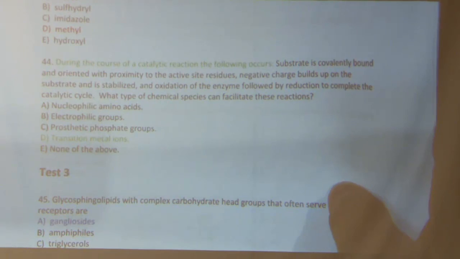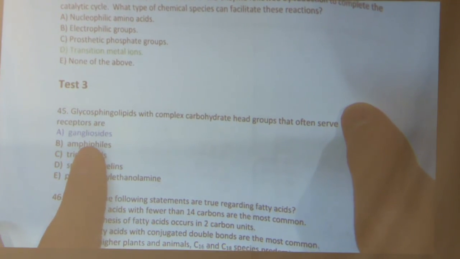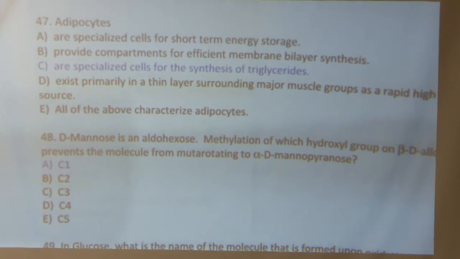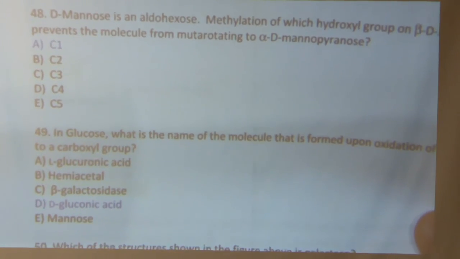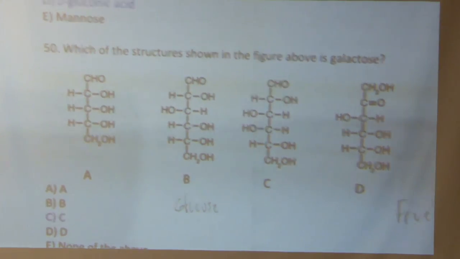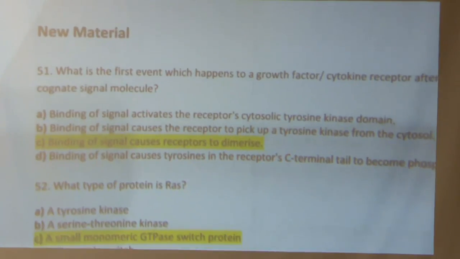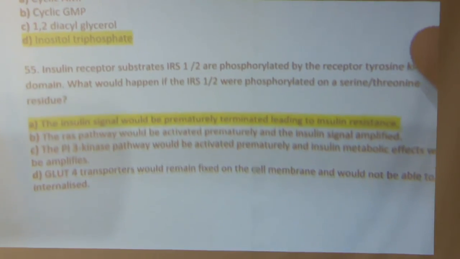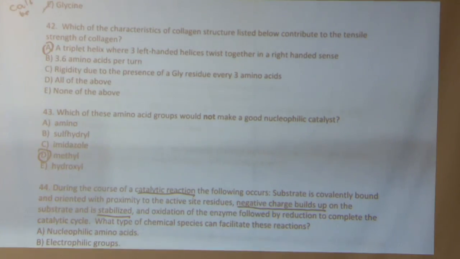So we're on 43. So we have 45 being gangliosides. Then the next one being D. 47 is C. 48 is A. 49 is D. 50 is C. 51 is C. 52 is C. 53 is B. 54 is D. 55 is A. And 56 is A, and 57 is A.